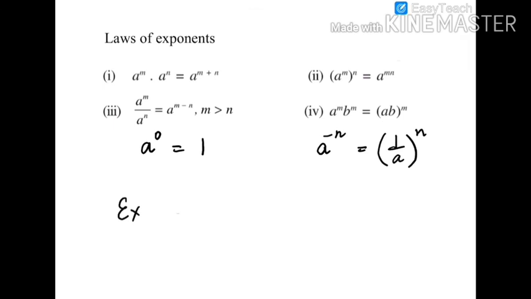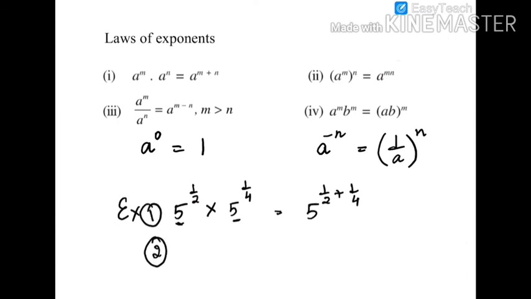So when two numbers of the same base are multiplied, then we can add the powers. If you have two numbers that have the same base and they are dividing, then we can subtract the powers. This is an example for the third rule.